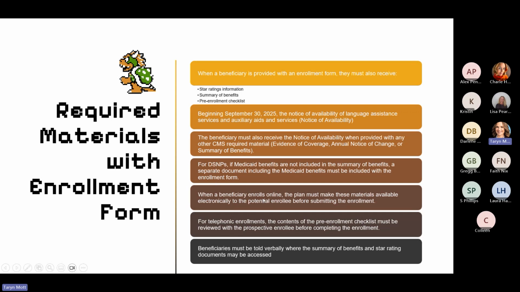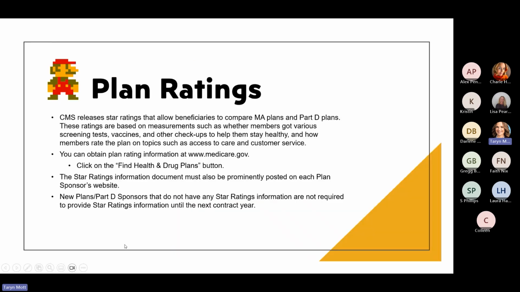When a beneficiary enrolls online, the plan must make these materials available electronically to the potential enrollee before submitting the enrollment. For telephonic enrollments, the contents of the pre-enrollment checklist must be reviewed with the prospective enrollee before completing the enrollment. So I am sure we will be getting that information, what we're going to be required to disclose, like through Sunfire and stuff, as we always see when we do telephonic enrollments. Beneficiaries must be told verbally where the summary of benefits and star rating documents may be accessed. And I always give them the website that they may go on to for the plan.